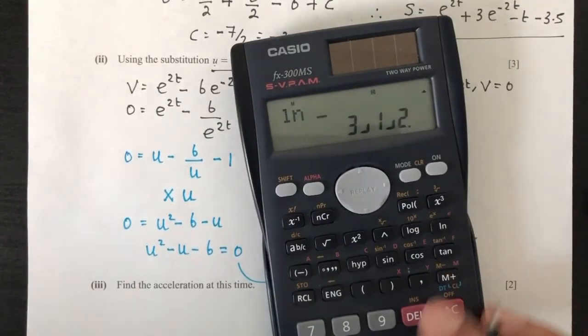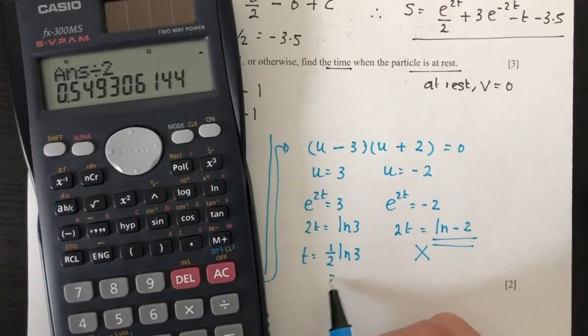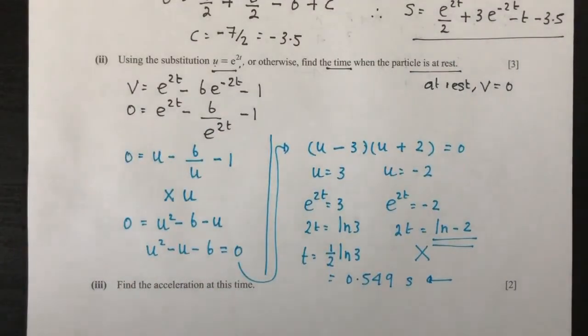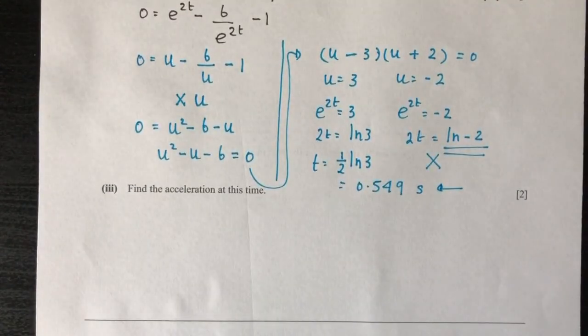So ln 3 divided by 2, that will be 0.549 seconds. That is your answer for part 2. Now part 3 is find the acceleration at this time. So pretty easy.